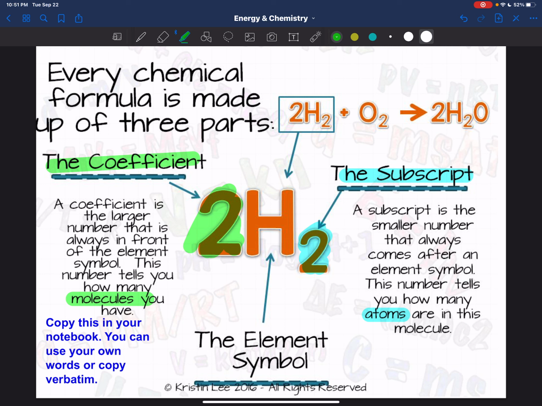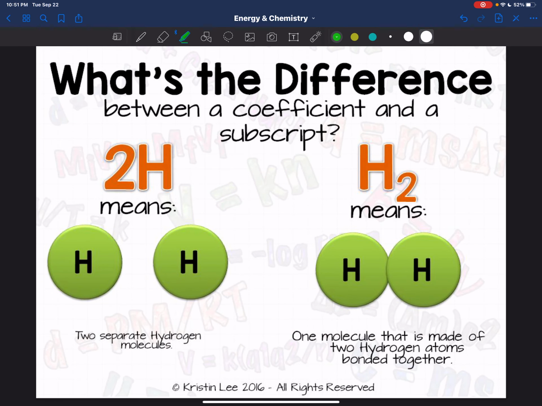Again, put this into your own words. You don't have to copy it word for word. This you don't have to copy down, but you can if you like. Basically, the difference between coefficients and subscripts: if it's a coefficient out front, all that means is these 2 are not bonded. They're separate hydrogen, so you just have 2 groups of hydrogen. However, if you have a subscript, that means these are actually bonded together. So it's 2 hydrogen atoms that are bonded together to form a hydrogen molecule.